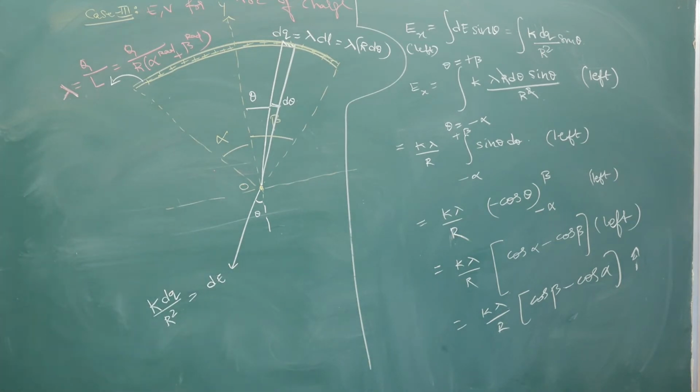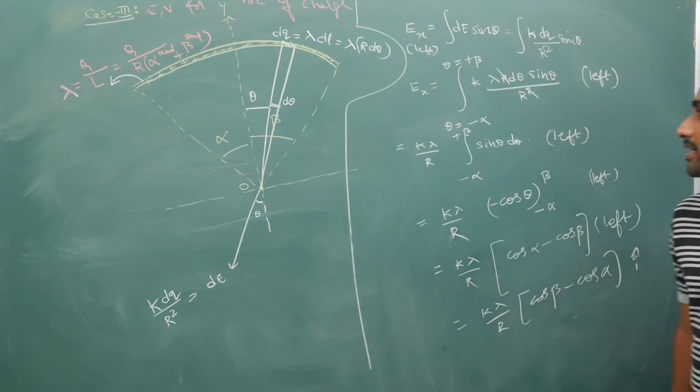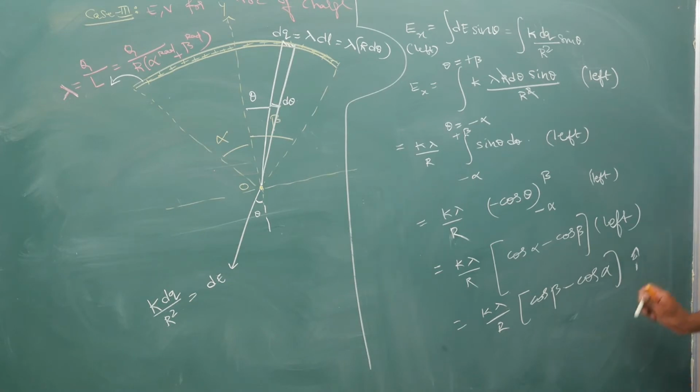So it's not going to be tough. So k lambda by r times cos beta minus cos alpha. Now similarly do Ey. This is towards right.